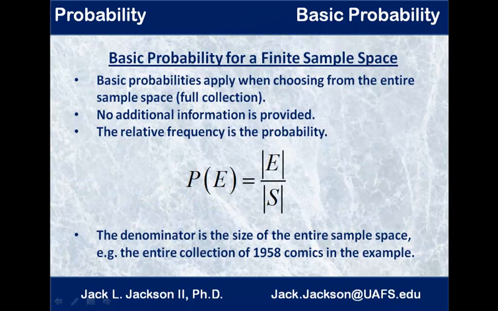So how do we figure this out? Basic probability for a finite sample space applies when we're choosing from the entire sample space or the full collection. No additional information is provided, and the relative frequency is the probability. The probability of an event is the size of the event divided by the size of the sample space. So the denominator is the size of the entire sample space. For example, here, our entire collection of 1,958 comics.